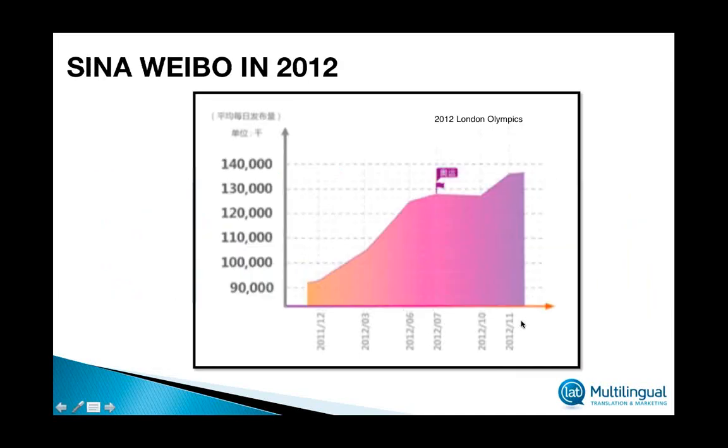Let's look at the average posts on Sina Weibo in 2012. You can see that on average, there are about 120,000 posts per day. And during some special events and occasions, the number of posts grows really high. Look at the little flag there. It's during the London Olympics in 2012. Every day there were about 130,000 posts talking about the London Olympics.